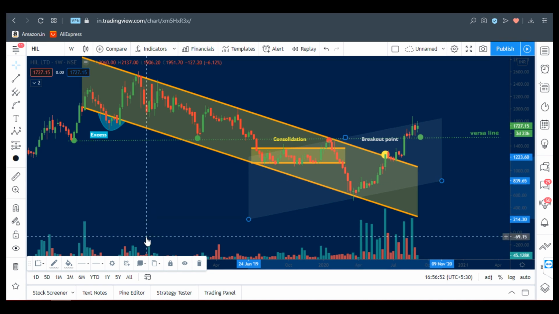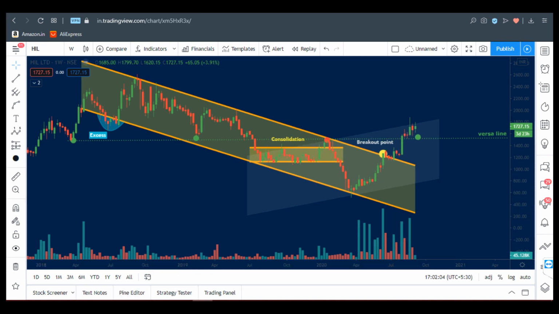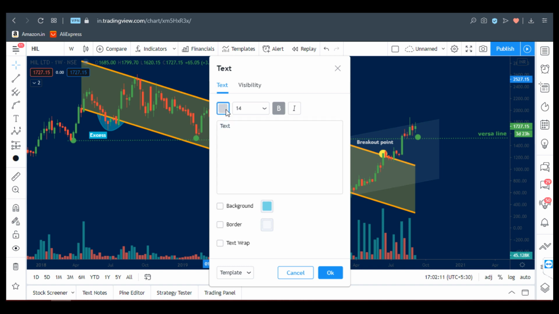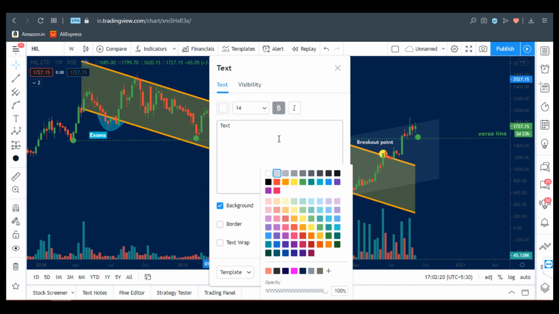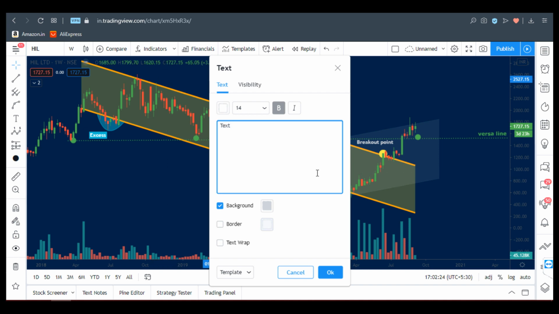Now it will act as a resistance line from 8th July 2019 to 20th January 2020. On 10th August 2020, the price is breaking the resistance level. Price is such a devilish factor that it breaks almost every level wherever it goes.